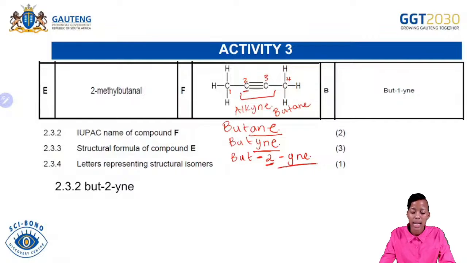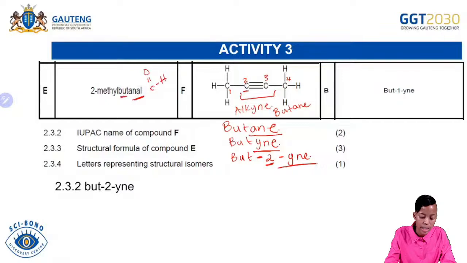2.3.3, the structural formula of compound E. Again, you need to identify the homologous series. Where does it belong? It ends with an al. So therefore, this must be an aldehyde. This is the structure of the aldehyde. What is the next step? How many carbons does it have? The full name is butanal. This means that this aldehyde must have a total of 4 carbons. Then there's more. On carbon number 2 of this aldehyde, we have a methyl.